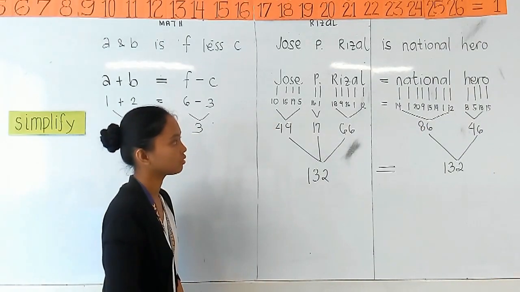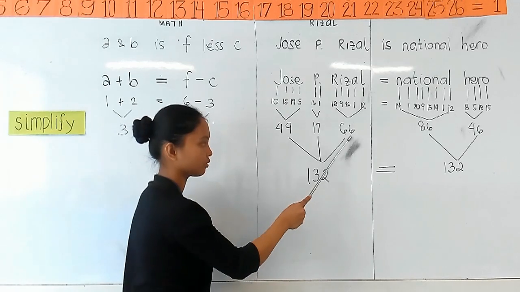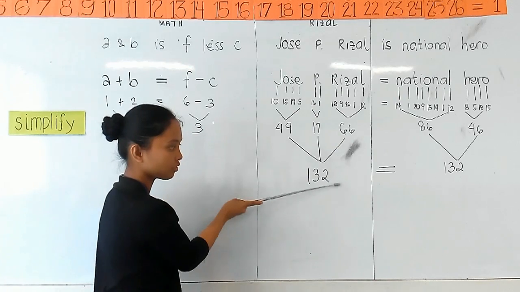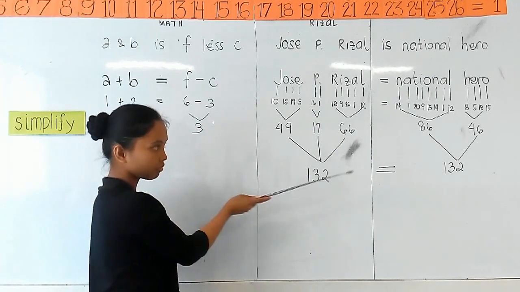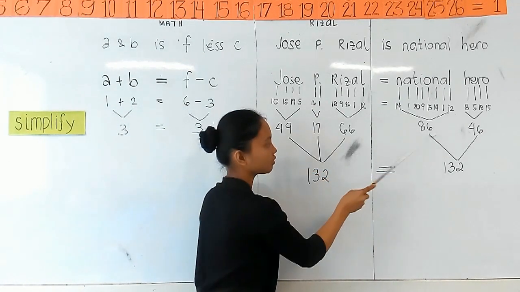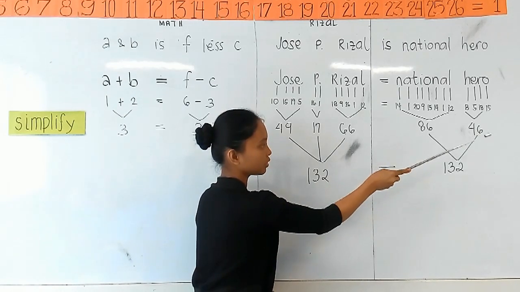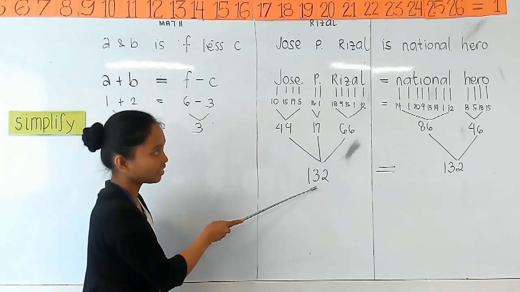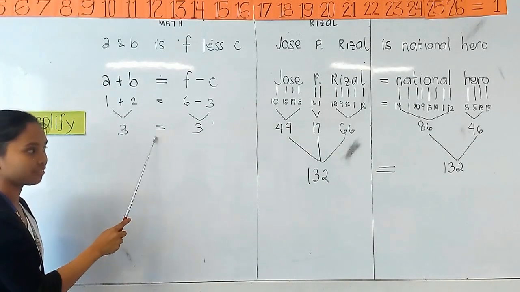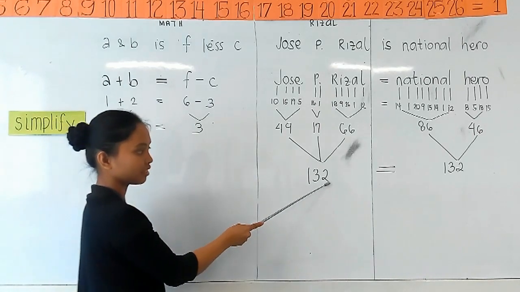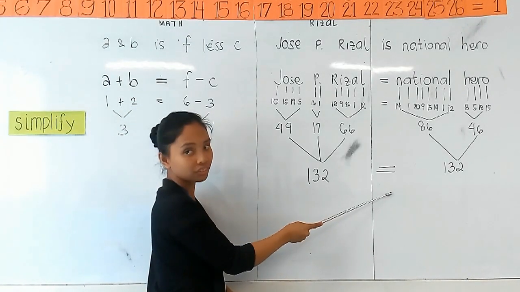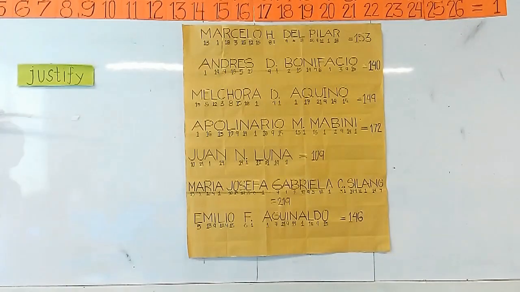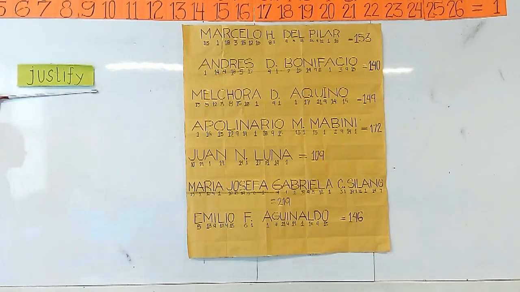After that, we sum up this side. 49 plus 17 plus 66 is equal to 132. In this side, 86 plus 46 is equal to 132. So, we proved the equation. But, there's more. We need to justify the value that we get. Next step is justify. We need to justify the equation that we get.